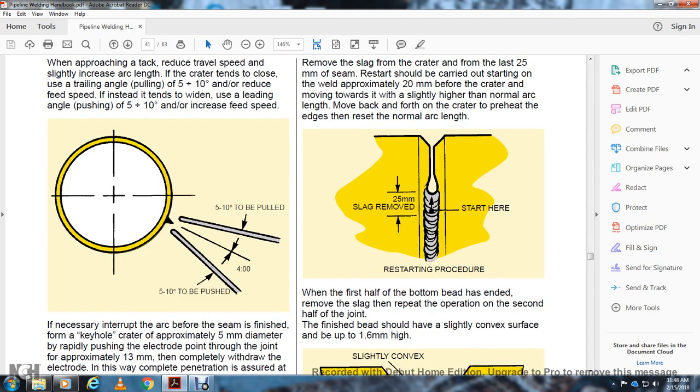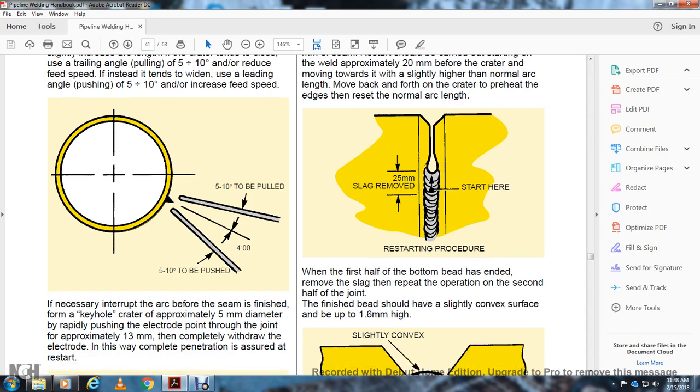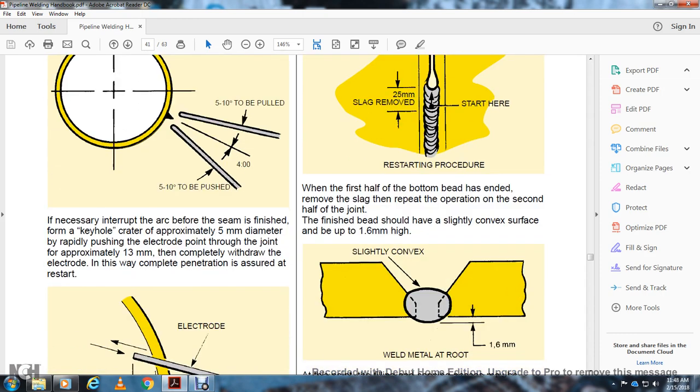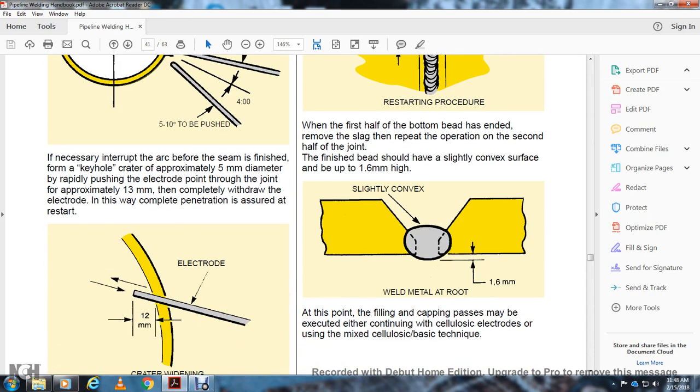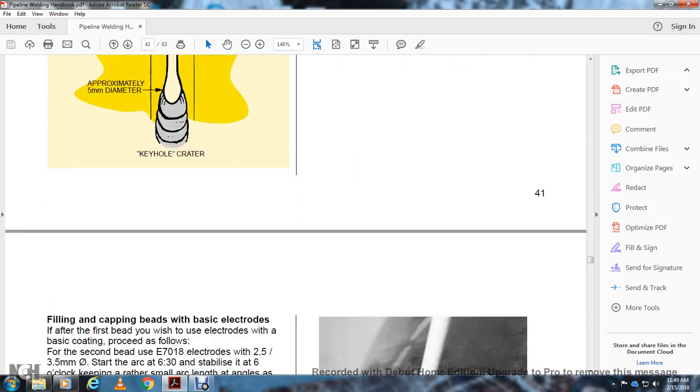Restarting position first. When first starting the bottom of the bead at the end of the remove the slag with the repeating of the operation. Second half of the joint first finish. The bead should have a light slightly convex surface of up to 1.6 millimeters slightly convex. Welded metal root with a 1.6 millimeters. At this point, the filling and capping passes can be executed either continuing with the cellulosic electrode or using the mixed cellulosic basic technique.